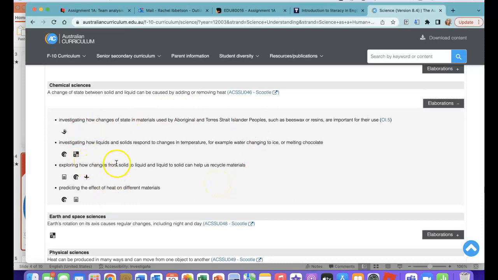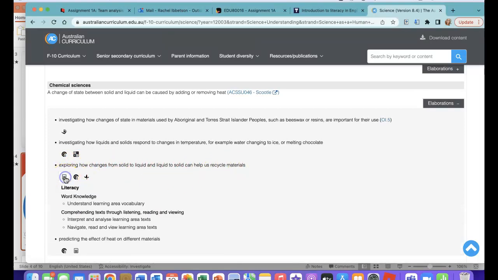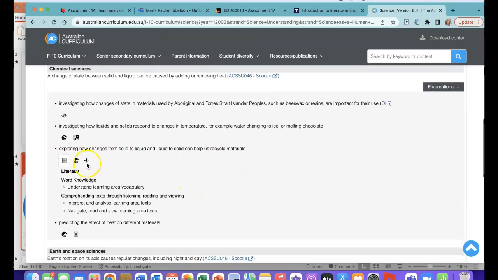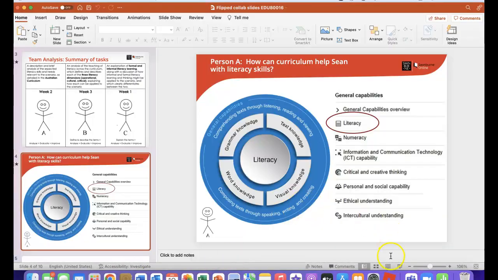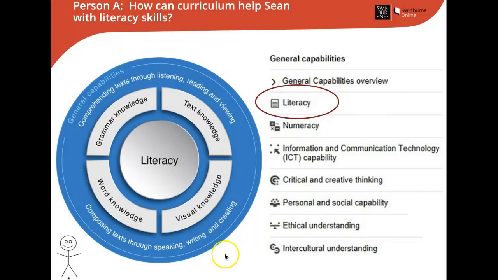If we go down to exploring how changes from a solid to a liquid and liquid to a solid can help us recycle materials, and we click on literacy, we are connected to elements of word knowledge and comprehending text through listening, reading, and viewing. If I go back to my slides for a moment and have a look back at this diagram here, we can see that when literacy is used as a general capability, we have literacy in the middle. And what does that mean exactly?